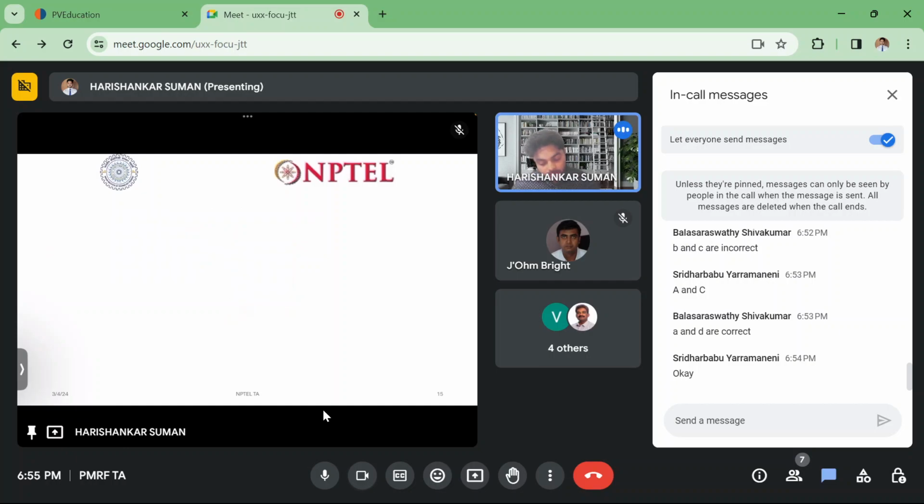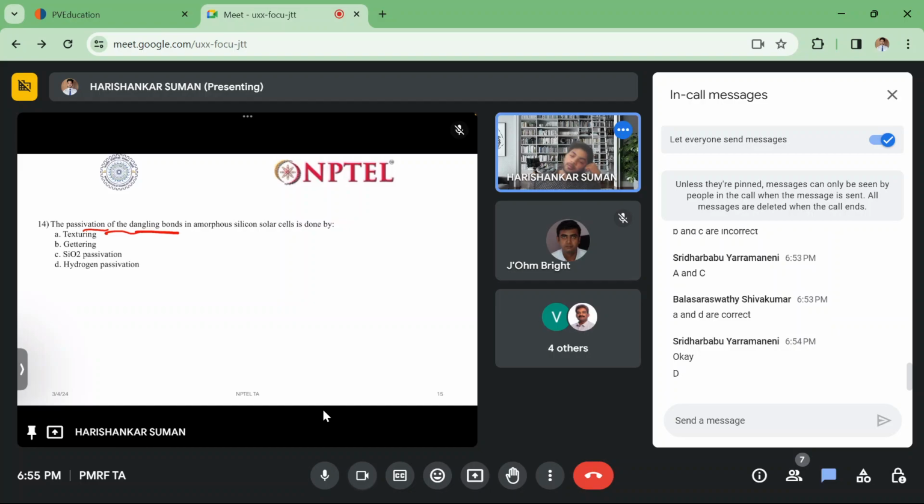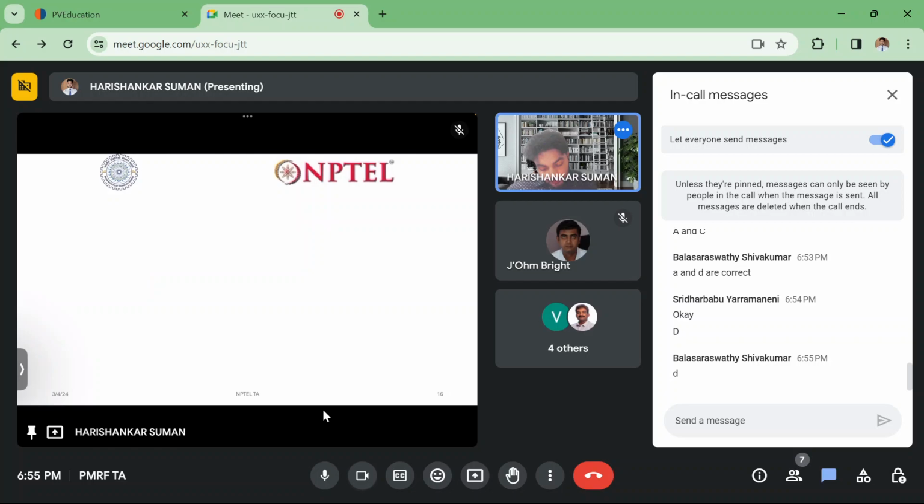Okay, next question. The passivation of the dangling bonds in the amorphous silicon solar cell is done by which technique? Which technique is used for dangling bond passivation? How do we remove the dangling bond? So hydrogen passivation. Yes, correct, this option.